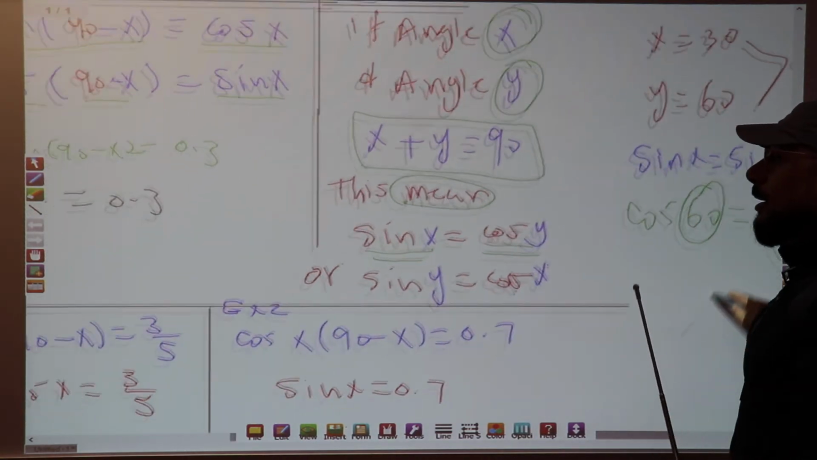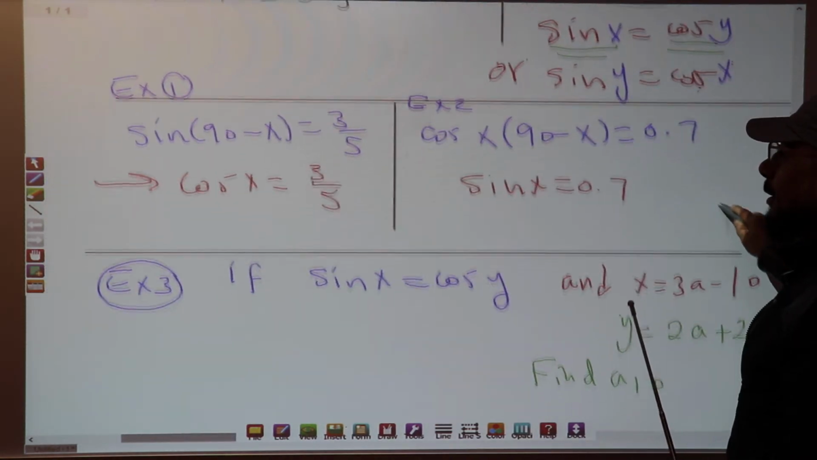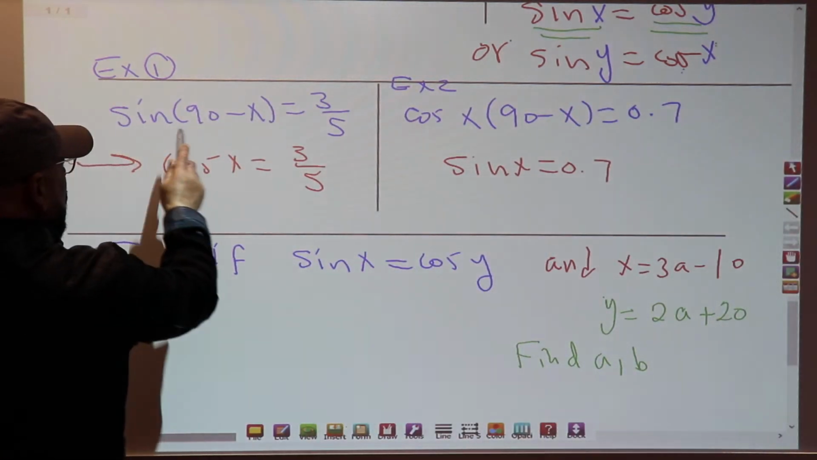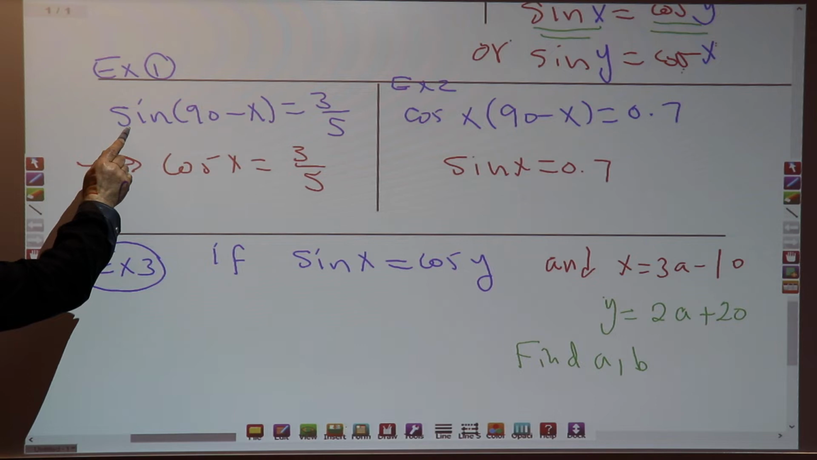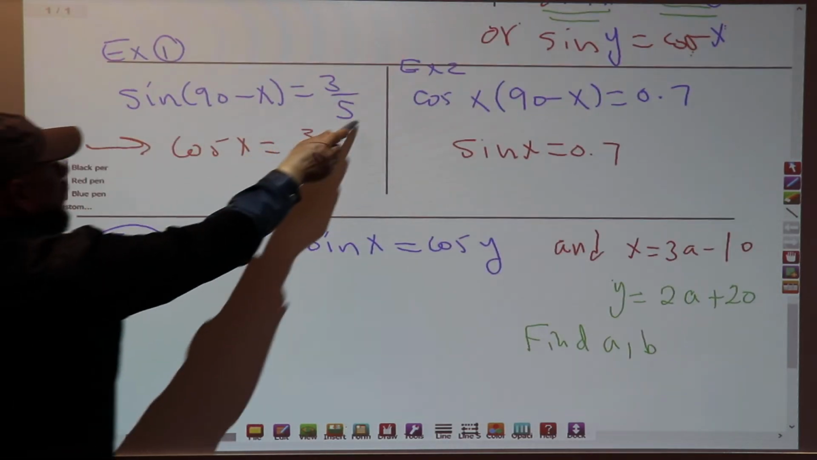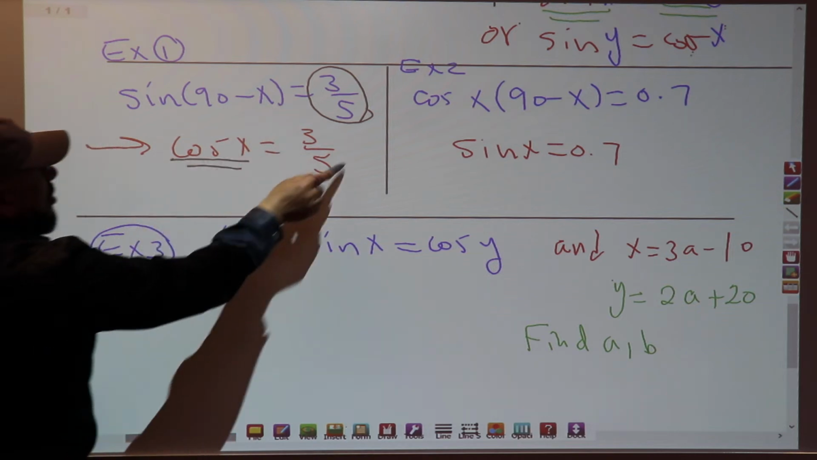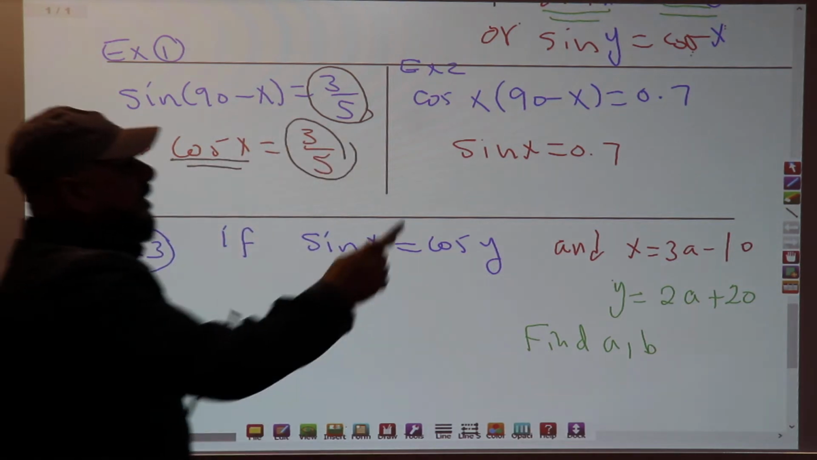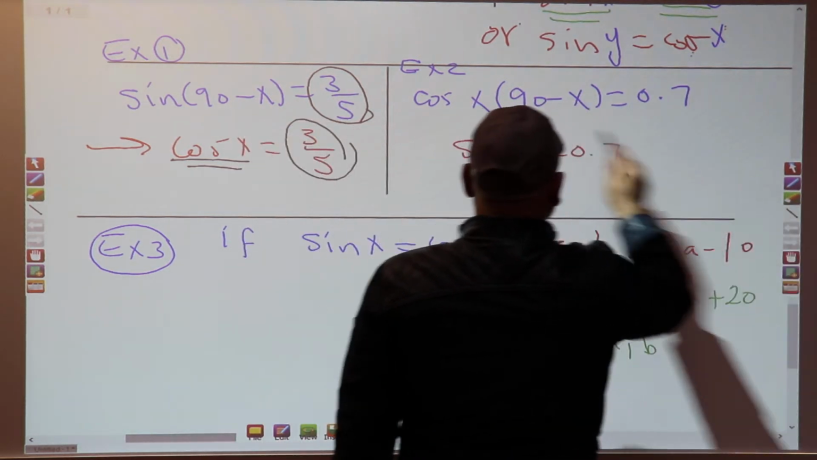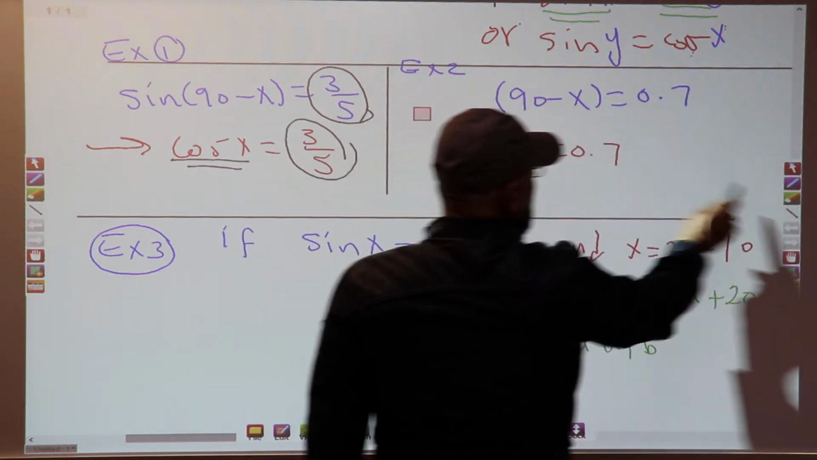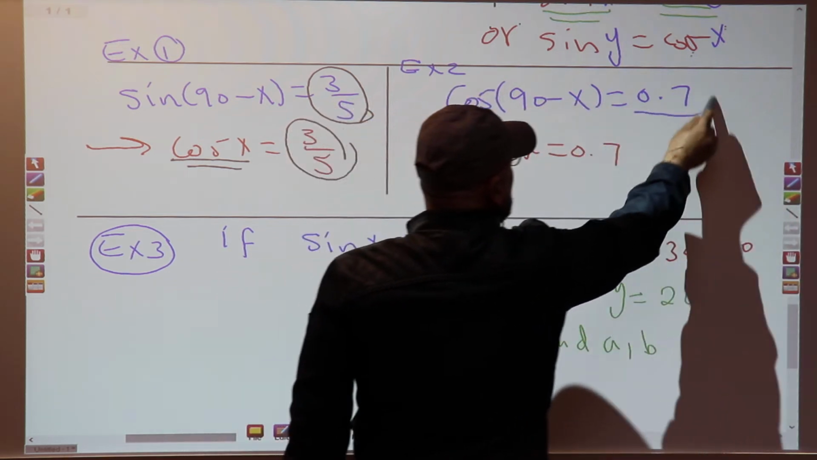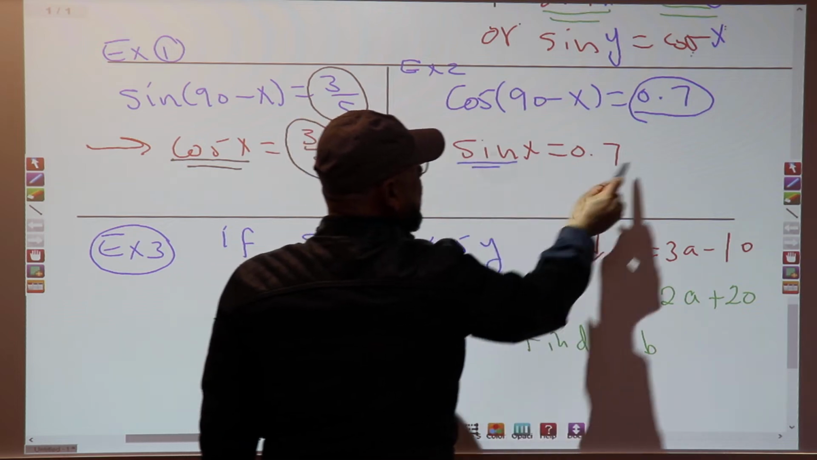How does this come up in SAT? These three examples. One problem in SAT: sine 90 minus x equals 3/5, given. They will ask you what is cosine x. It is 3/5. Another example: cosine 90 minus x equals 0.7. Then cosine... sine x is 0.7, the same.